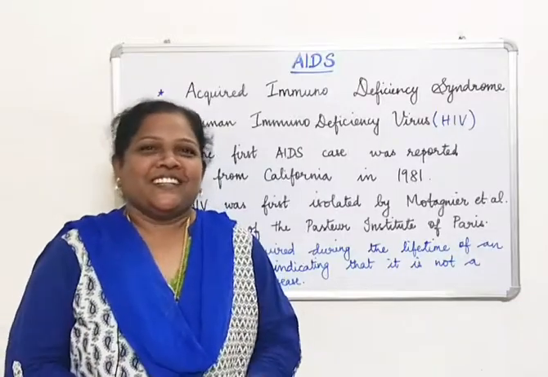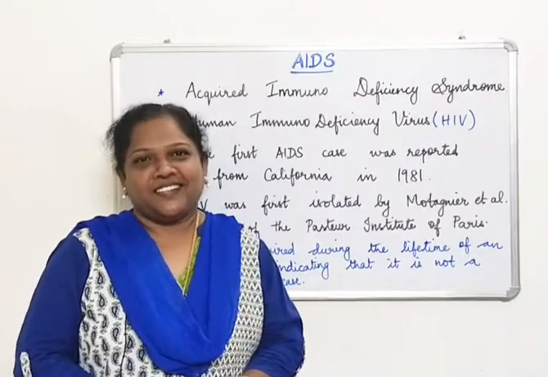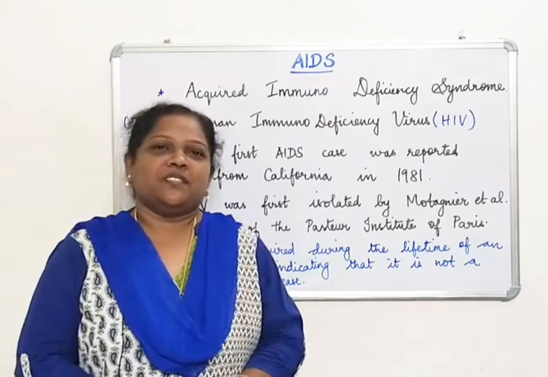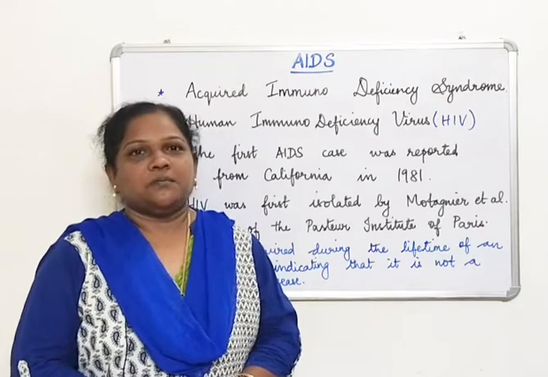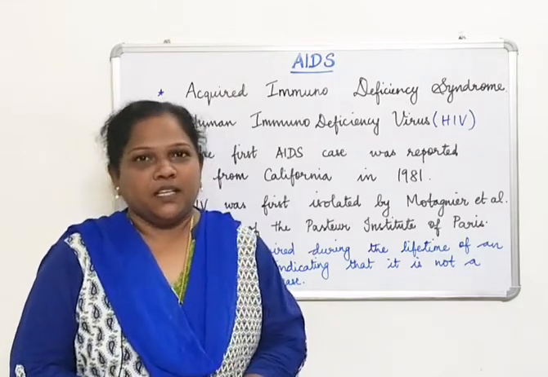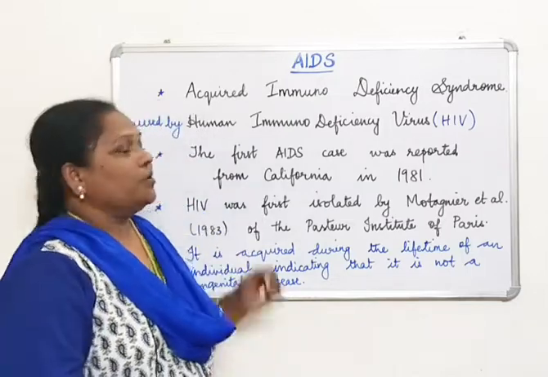Hello everyone. We are going to continue with the chapter Human Health and Diseases, part 19. In the previous video we have learnt about the immune system, innate immunity, acquired immunity and the structure of antibody. Today's topic we are going to move on to AIDS.